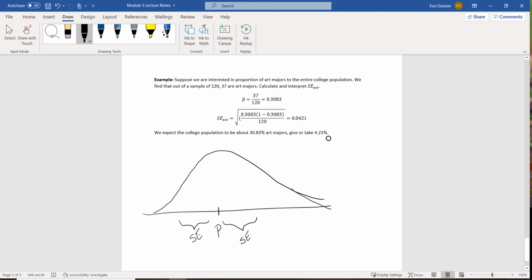Now, because this is a normal curve and we're looking at the center and then about how far off things are from the center, we're probably going to be faced with the empirical rule again. So just think, how many of our samples are going to be within 2 standard errors of the population? How many are going to be within 1 standard error of the population?